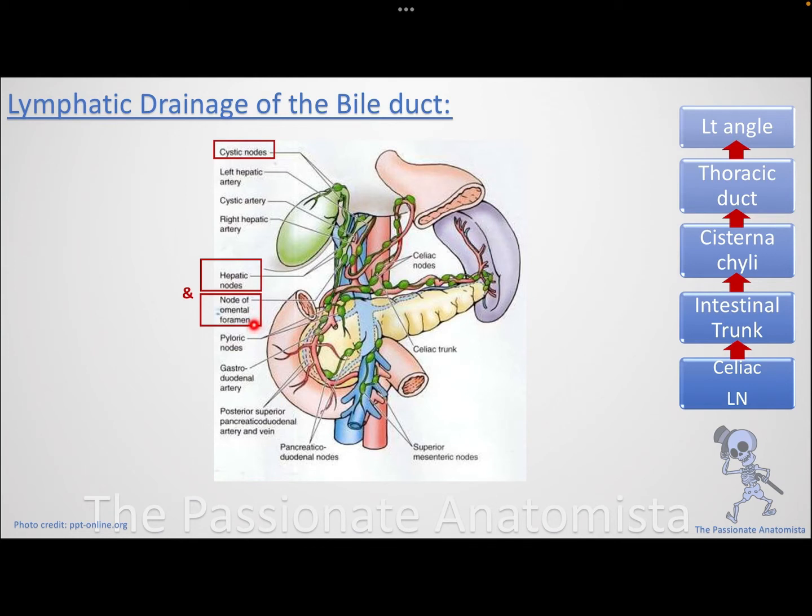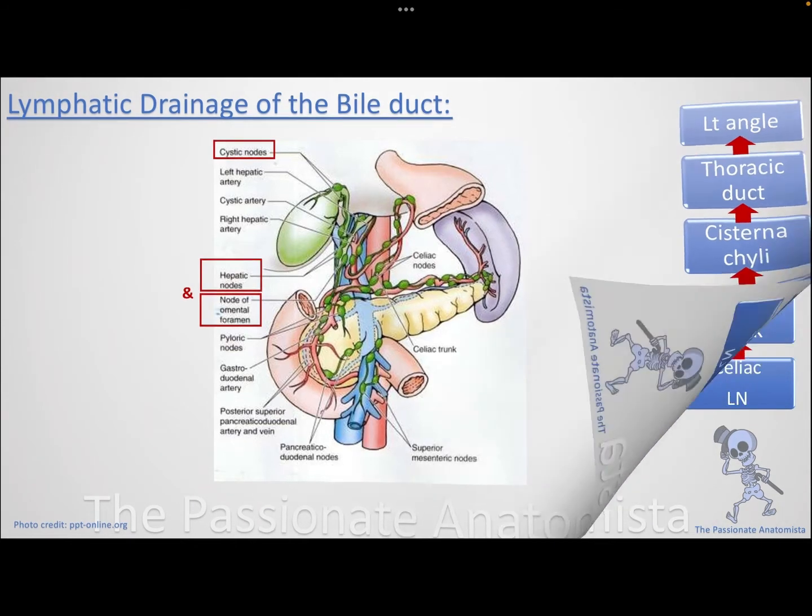It's also simple and easy because you know that the gallbladder lies on the liver, and the bile duct is running in front of the epiploic foramen. So I have nodes of epiploic foramen, or omental foramen. So cystic, and then I drain into the hepatic and node of omental foramen, and then I go all the way to the celiac, intestinal, cisterna chyli, thoracic duct, and then the left angle.